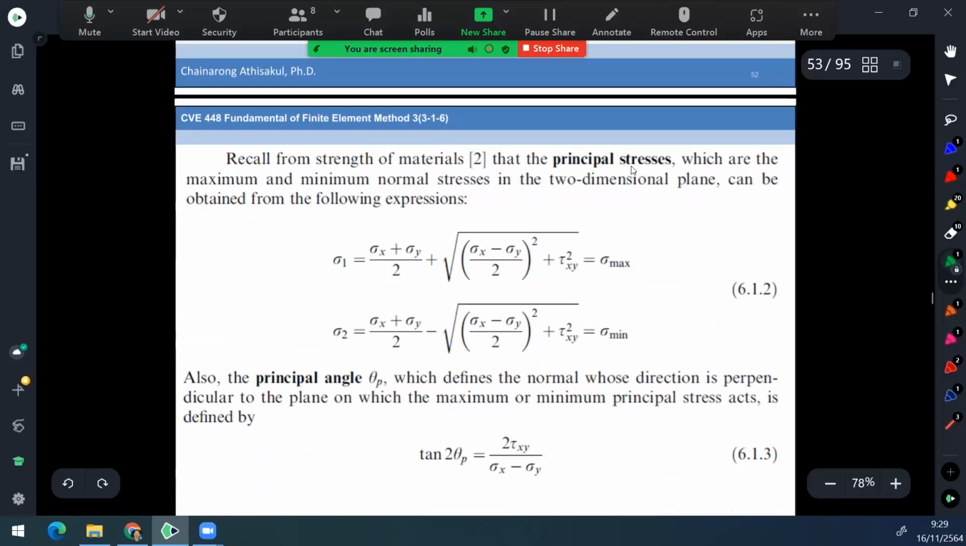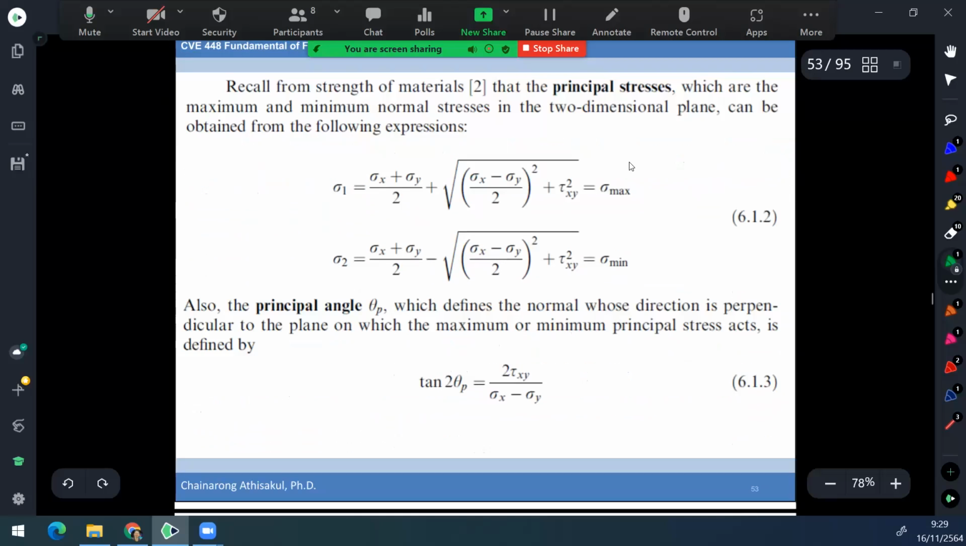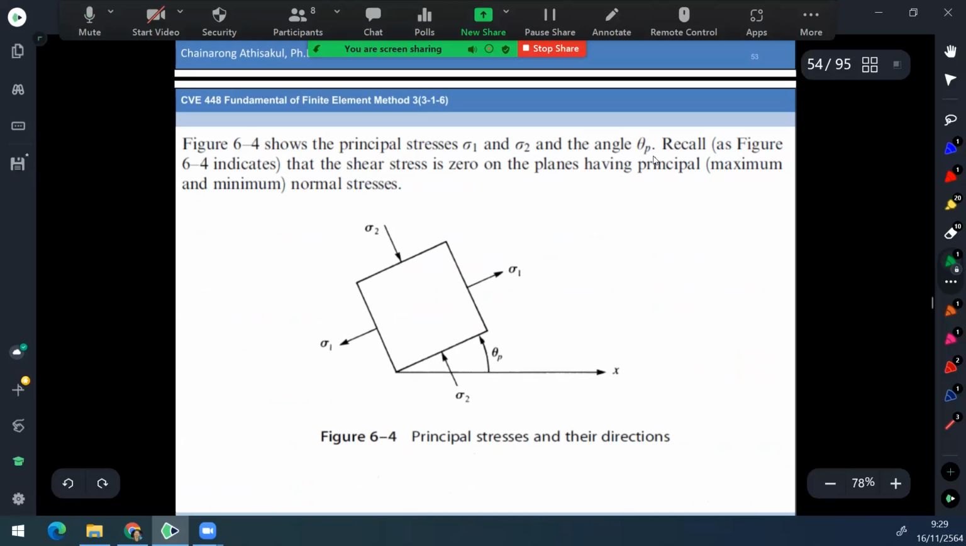Okay, and then we can find the maximum and minimum values of the stress by this equation that we are familiar with. This is the equation to find the principal stress, that is, the normal stress along the plane that has no shear stress. So if we rotate the plane to the direction where we have just normal stress, that means sigma 1 and sigma 2 become the principal stresses. Normally they are the maximum and minimum of the normal stress of that state of stress.